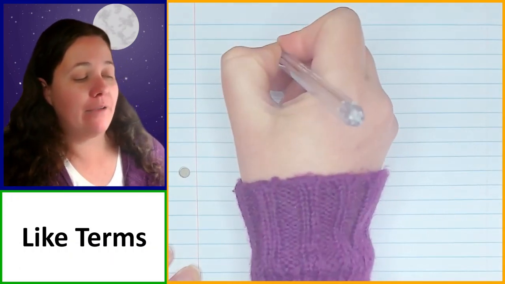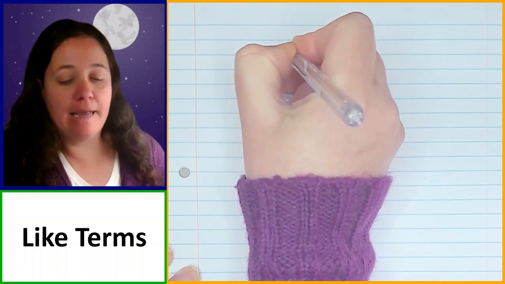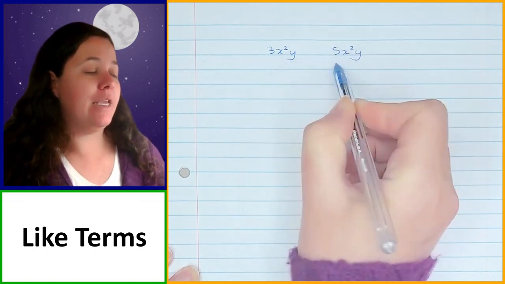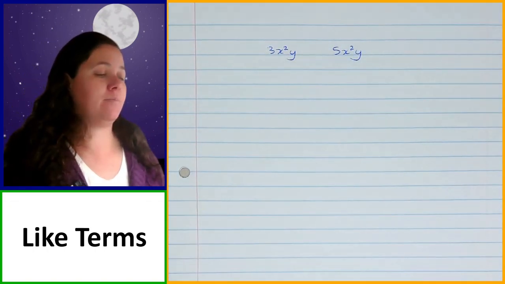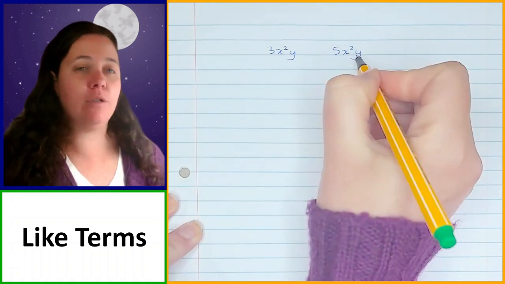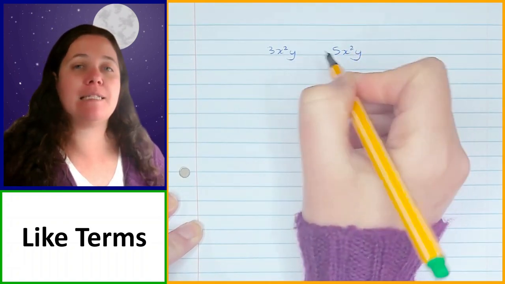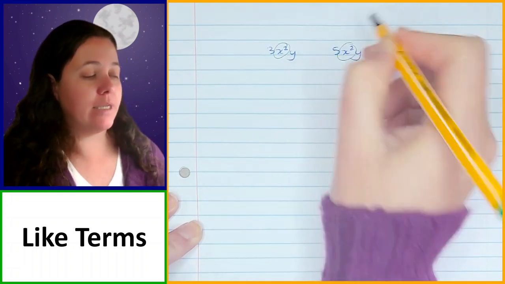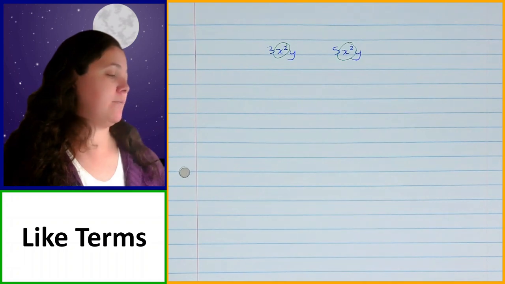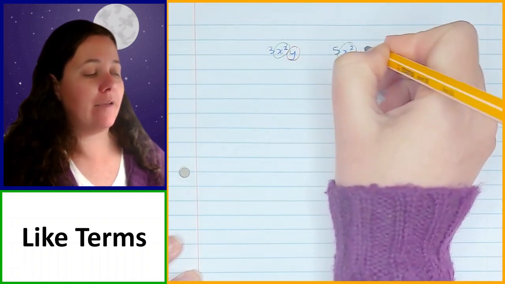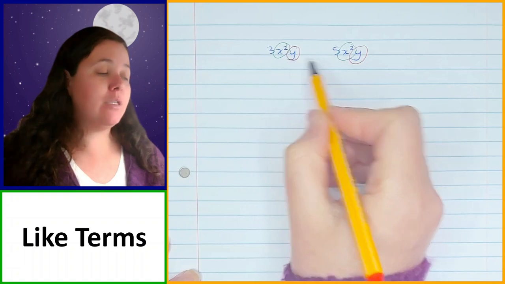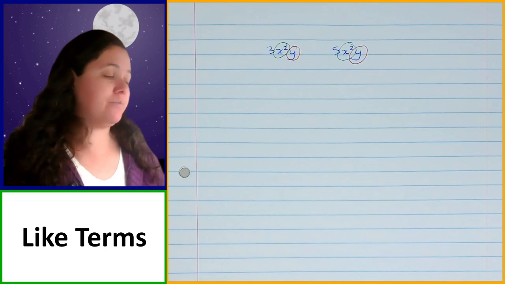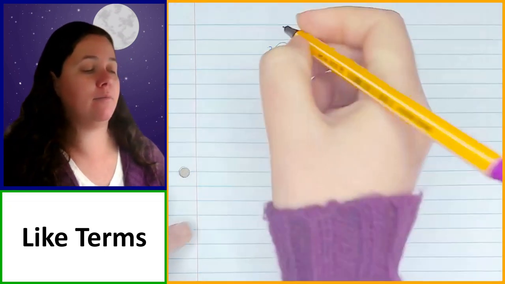So if I have two terms like this, 3x squared y and 5x squared y, these are like terms. You can see that I've got the same variables, and each of those variables has exactly the same exponent in both terms. So I've got x squared, and I've got x squared. And I've got y, and I've got y. So my variables and my exponents are the same. And remember, the coefficients do not need to be the same. So these are like terms.